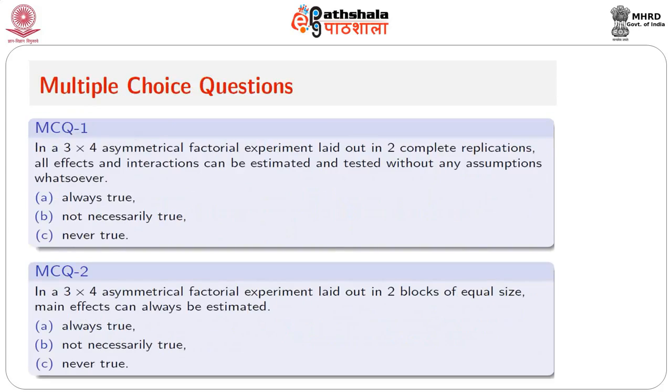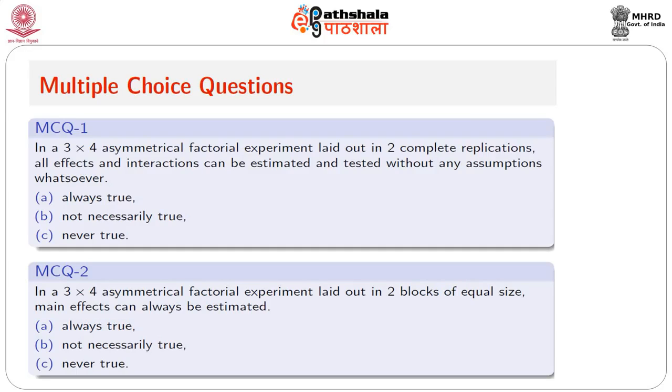So here are some MCQs. Please read it. In a 3x4 asymmetrical factorial experiment laid out in 2 complete replications, all effects and interactions can be estimated and tested without any assumptions whatsoever. So this is the statement, and we need to say whether this is always true, whether this is not necessarily true, or whether it can never be true.